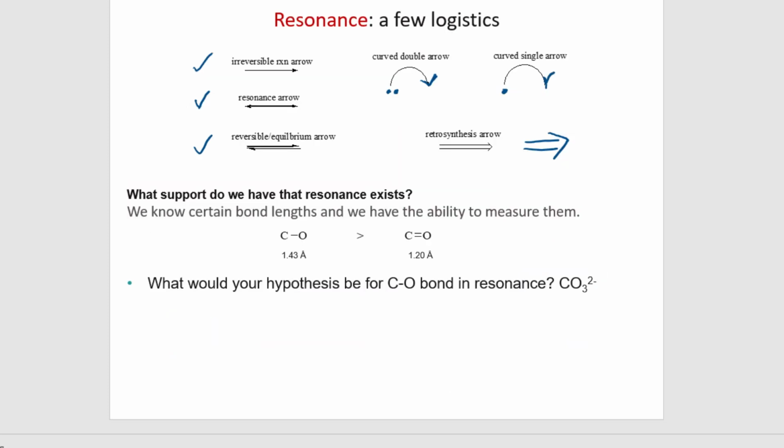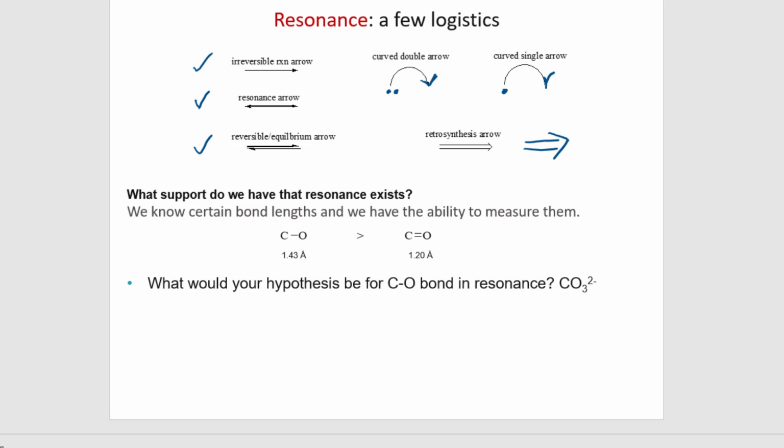So resonance is very tough to convey or draw, right? How do we know it exists? Well, we know what the bond length is for given stagnant bonds. So for bonds where there's no resonance occurring, we know what those bond lengths are. So take carbon-oxygen bonds. They're roughly around 1.43 angstroms. If you look at the length of a carbon double bond oxygen, we know that those are 1.2 angstroms.